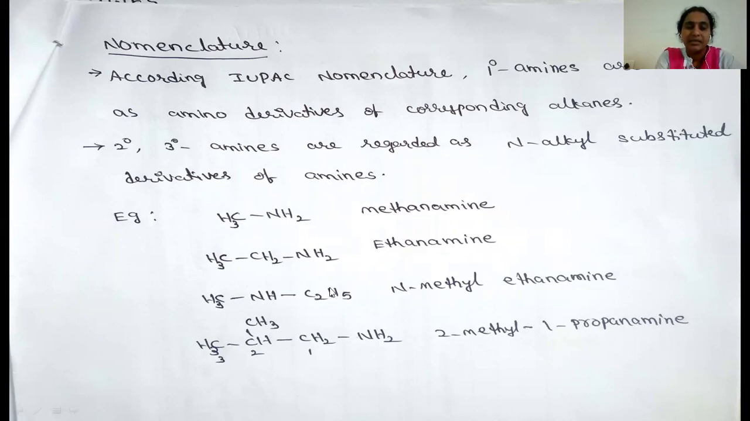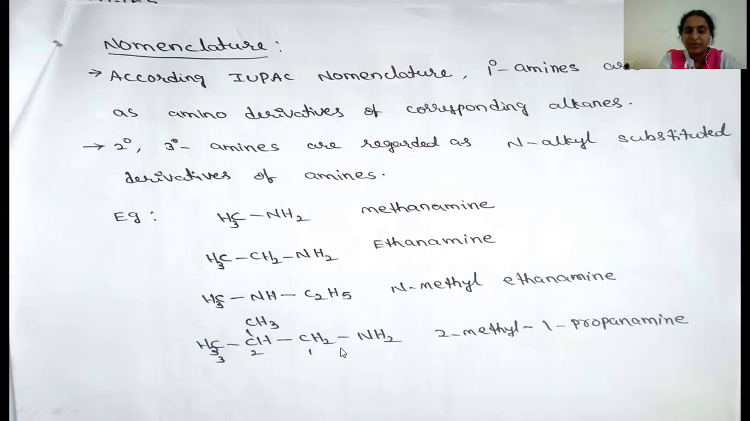But in this example, it is the secondary amine. So around the nitrogen 2 alkyl groups are present, hence it is called secondary amine. So in the secondary amine we have to write it as an N-methyl derivative. So here we are writing N-methyl, and here a total of 2 carbons are present, hence N-methyl ethanamine.